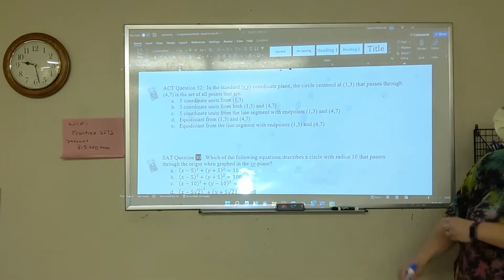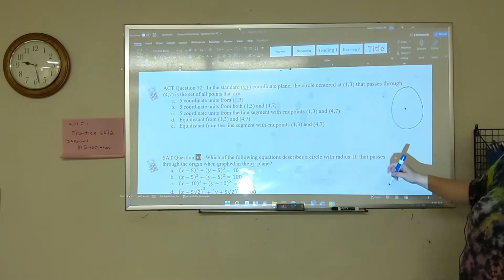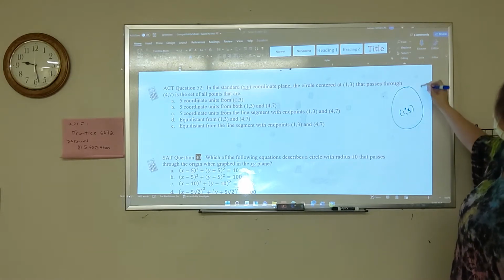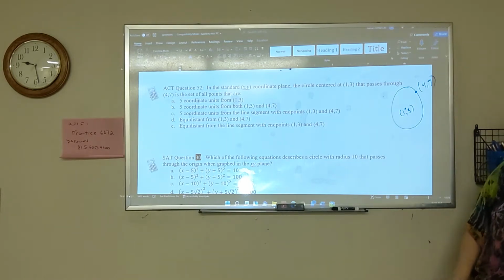So again, let's draw a picture of what's going on. We have a circle. Well, we have an egg, but it's supposed to be a circle. It's centered at 1, 3. We know it's passing through 4, 7, so that's somewhere over here. So the circle centered at 1, 3 that passes through 4, 7 is the set of all points that are 5 coordinate units from 1, 3.